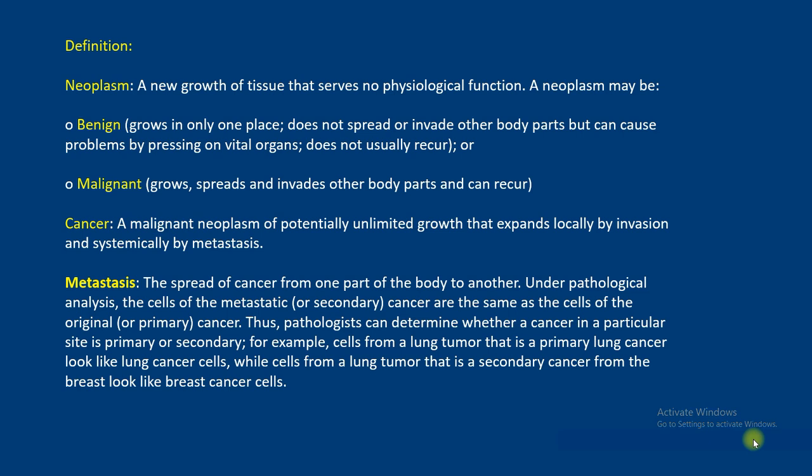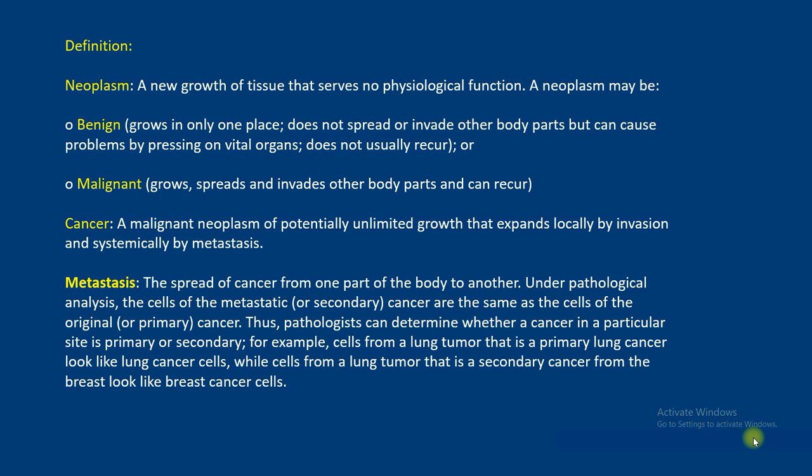Next, we will learn malignant neoplasms. So basically, malignant is the opposite of benign. So malignant neoplasms grow, spread and invade other body parts and can reoccur. So these malignant neoplasms will grow, okay, and they will spread to nearby organs as well as invade other body parts, and they can reoccur after the definitive treatment, basically using radiation or chemotherapy or excision of the cancer.